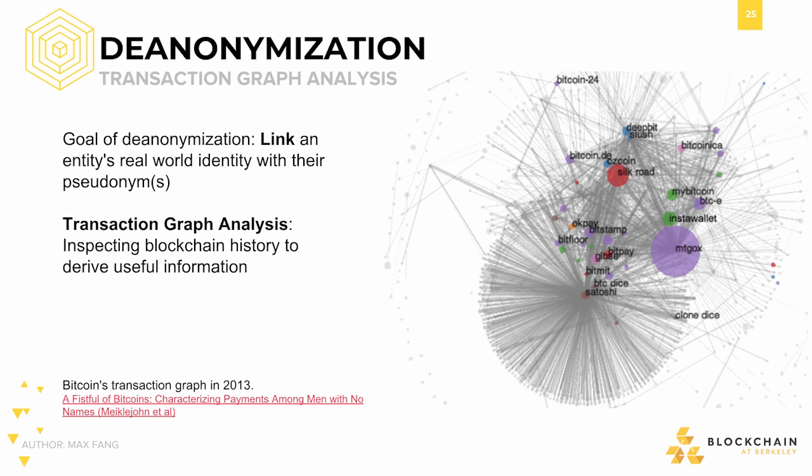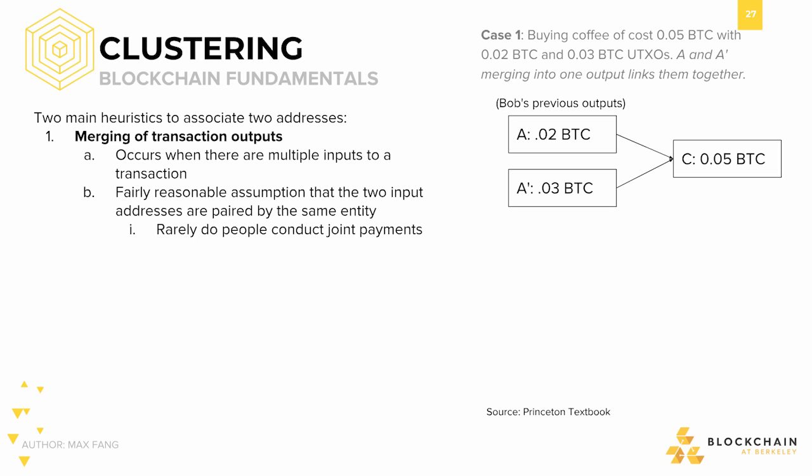One way of analyzing the transaction graph is by clustering, or attributing a cluster of addresses or pseudonyms to the same real-world identity. Taking what we know so far, we can identify two main heuristics in associating addresses together. The first is the merging of transaction outputs, and that occurs when there are multiple inputs to a transaction.